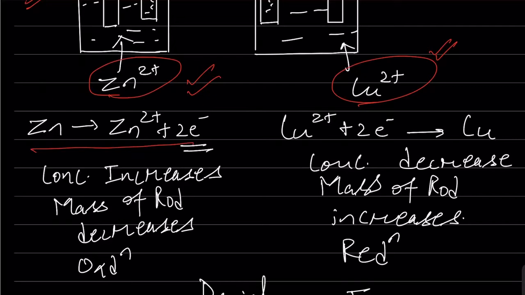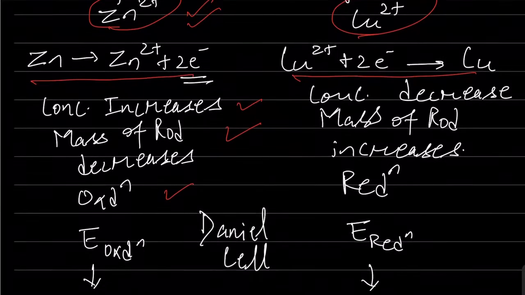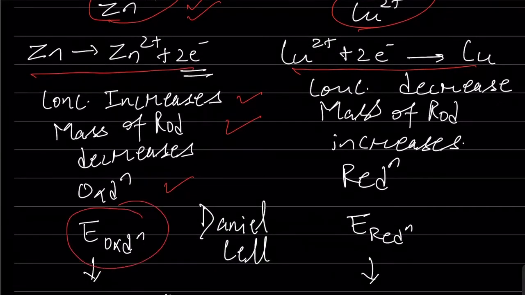Zinc is losing 2 electrons, copper is gaining 2 electrons. So we have discussed that the concentration of zinc in the solution will increase, and the mass of the rod will decrease because the metal atoms are dissolving into the solution, and oxidation is happening. The potential generated is called E oxidation.